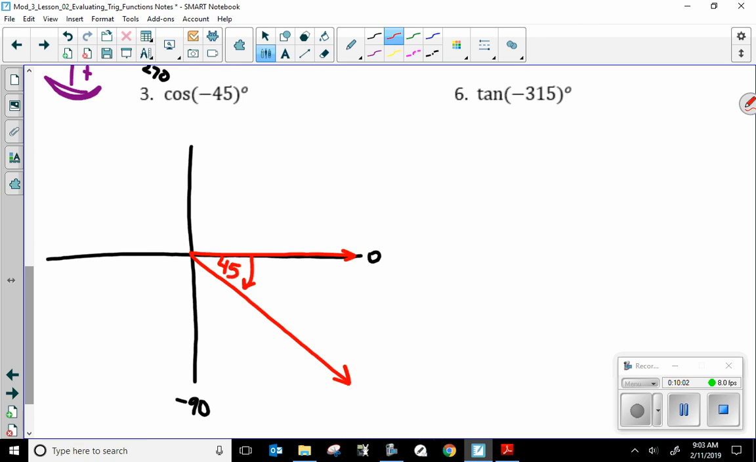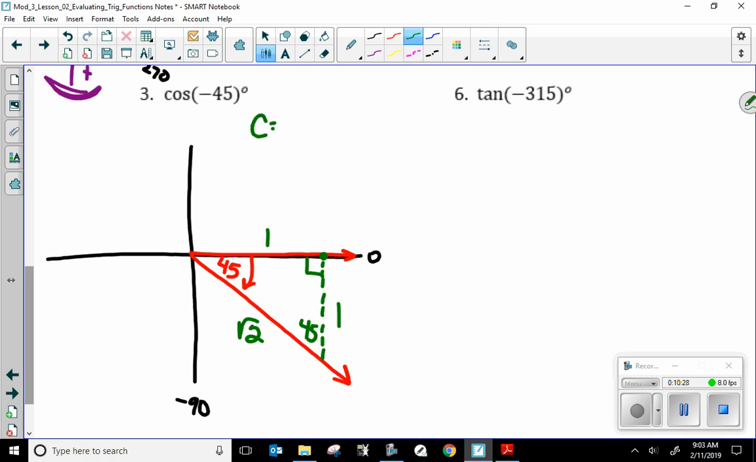Which means my reference angle is 45. I'm moving 45 degrees in a clockwise motion starting from 0 degrees. Let's draw our triangle. We have 45, 45, 90. That's 1, 1, radical 2. That's because I know my sides. If you know the sides of those two triangles, these will be so easy to do, okay?